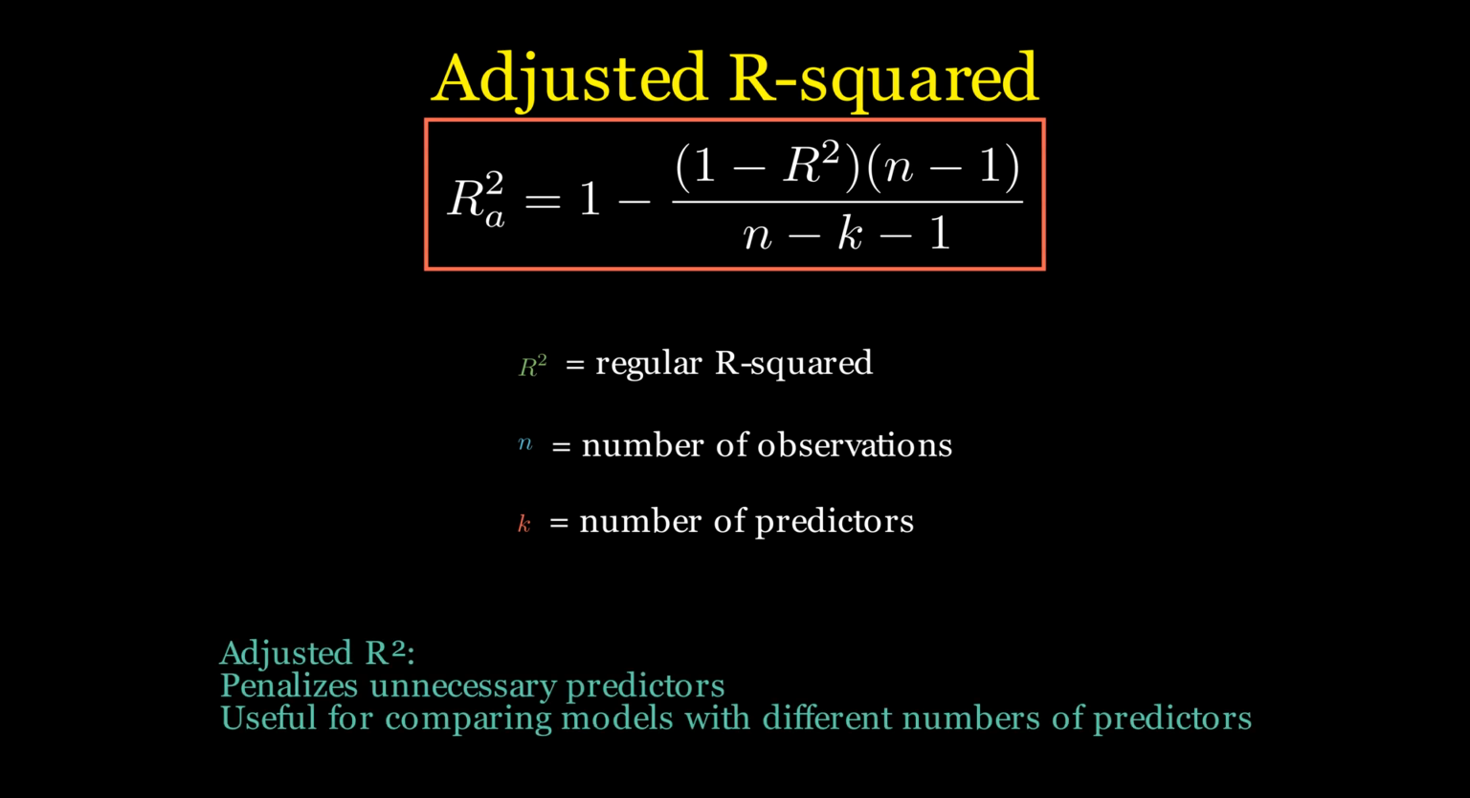Adjusted R squared penalizes the addition of unnecessary predictors. It only increases if the new predictor improves the model more than would be expected by chance. Let's calculate adjusted R squared for our example.